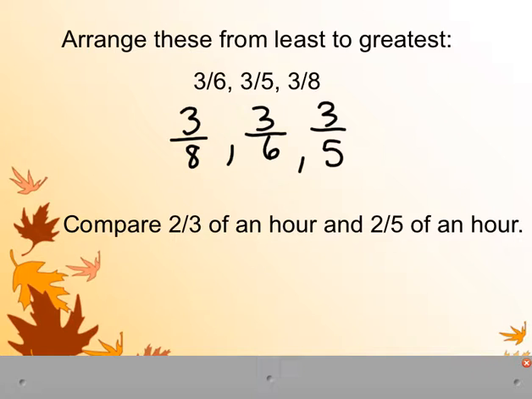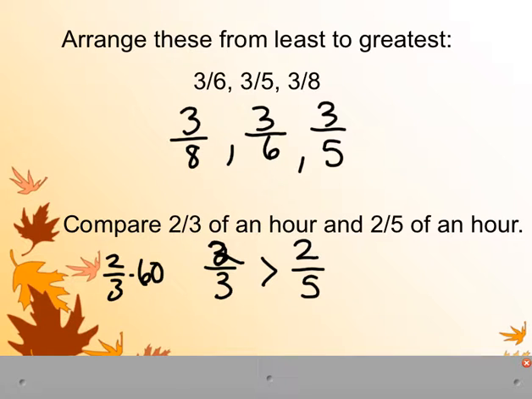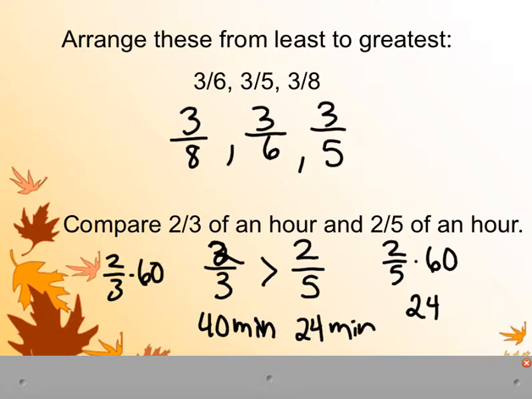Similarly, with our hours, 2/3 of an hour, 2/5 of an hour, our 2/3 is greater than 2/5. Now we can confirm this by figuring out how much of an hour I have in minutes. So I could say, well, an hour is 60 minutes, so 2/3 of 60 minutes, well, that's 40 minutes. And I could do the same with 2/5. 2/5 of 60 minutes. Well, that's just 24 minutes. And we can see that we do have 40 minutes being greater than 24 minutes.